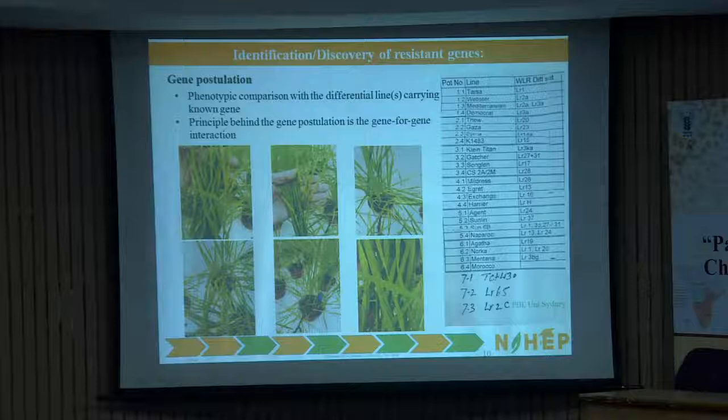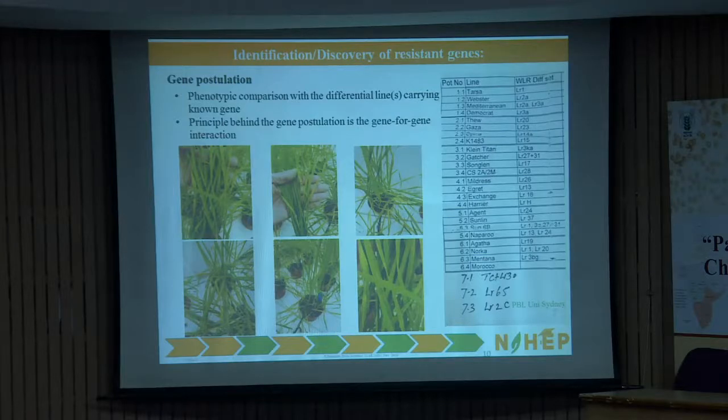the Australian institutes are using. So a differential set is a set of lines which have individual resistance genes in their background. So only a single gene. That exact single gene will give different phenotypic expression when you inoculate with different kinds of pathotypes. Individual pathotypes will give you different kinds of reactions, different scores. Based on that, you will identify which gene is present.